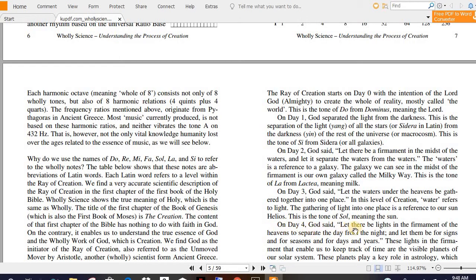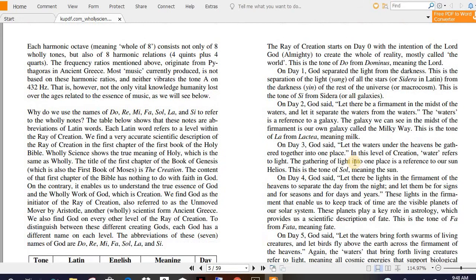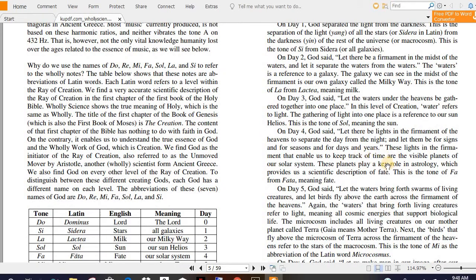On day 4, God said, let there be lights in the firmament of the heavens to separate the day from the night, and let them be for signs and for seasons and for days and years. These lights in the firmament that enable us to keep track of time are the visible planets of our solar system. The planets play a key role in astrology, which provides us a scientific description of fate. This is the tone of Fa, or Fata, meaning fate.